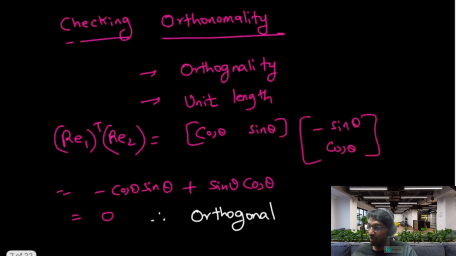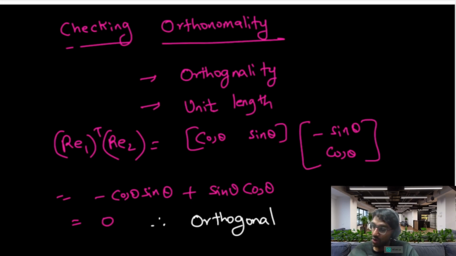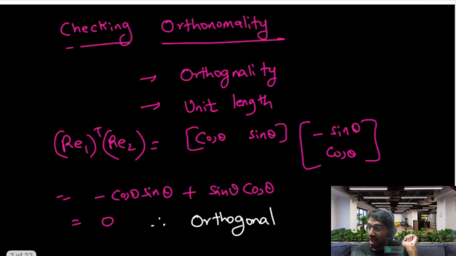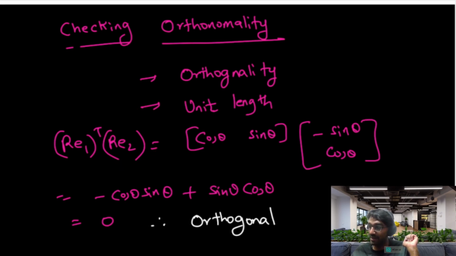So checking orthonormality. Orthonormality requires two things. One is orthogonality and another is unit length. Unit length means the dot product of any of the vectors with itself should be 1. So RE1 transpose RE2, that is the dot product of RE1 and RE2, is cos theta, sine theta multiplied by minus sine theta, cos theta, and it becomes 0. So since the dot product is 0, we say that it is orthogonal.